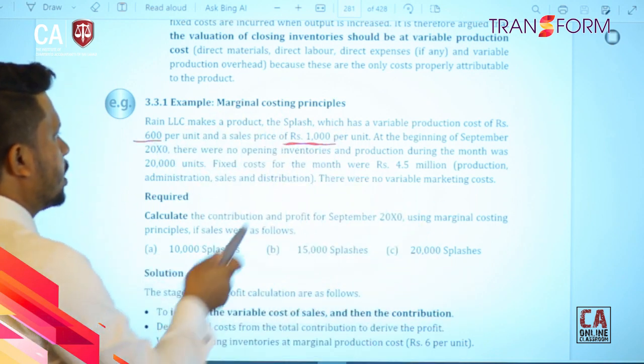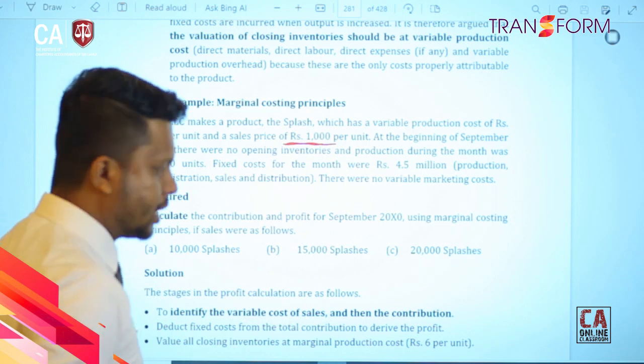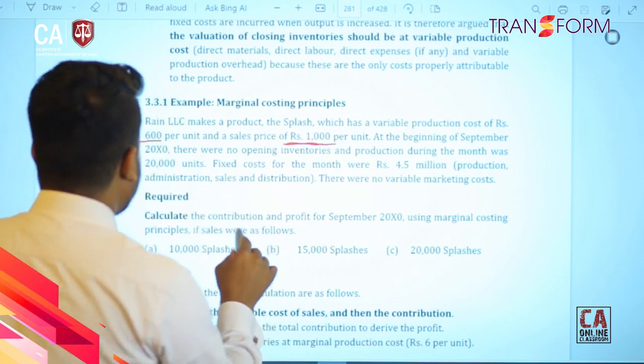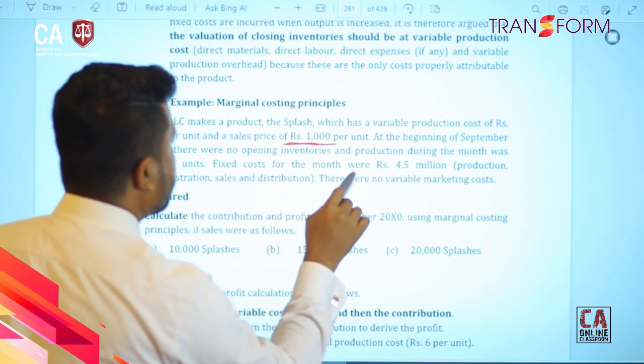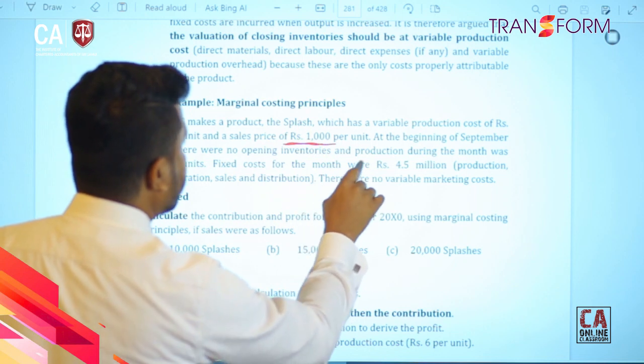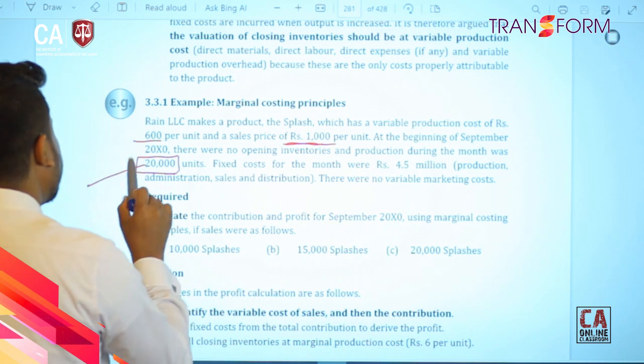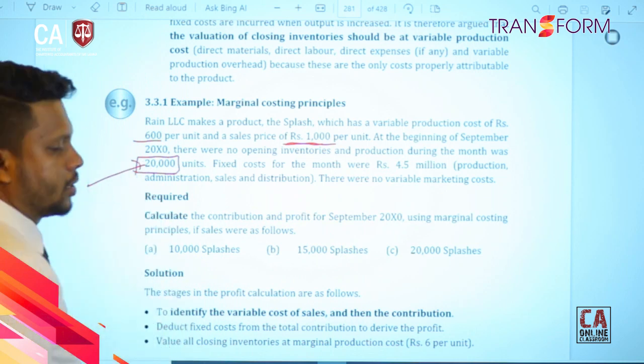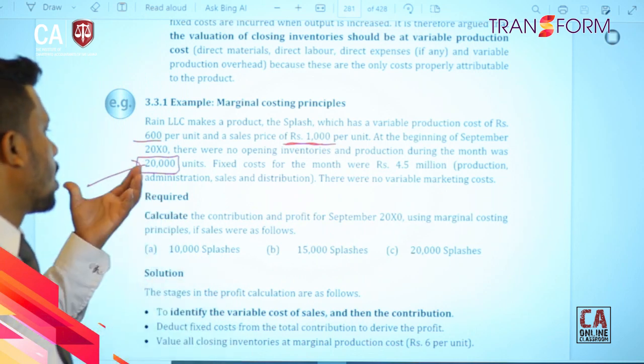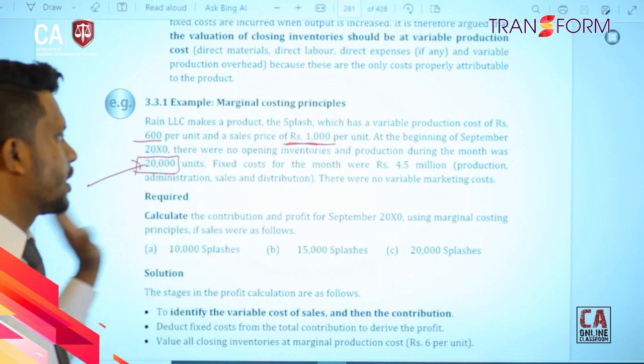And you need to have the inventory balance. Here you don't have the opening inventory, but you have production. Yes, production during the month was 20,000 units. You have the current year production.